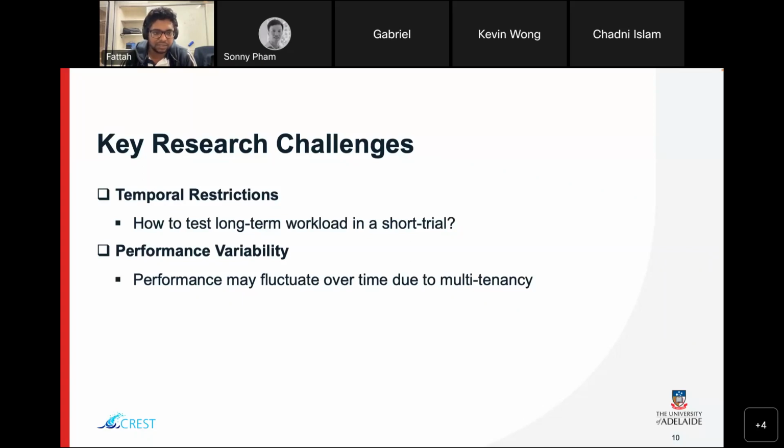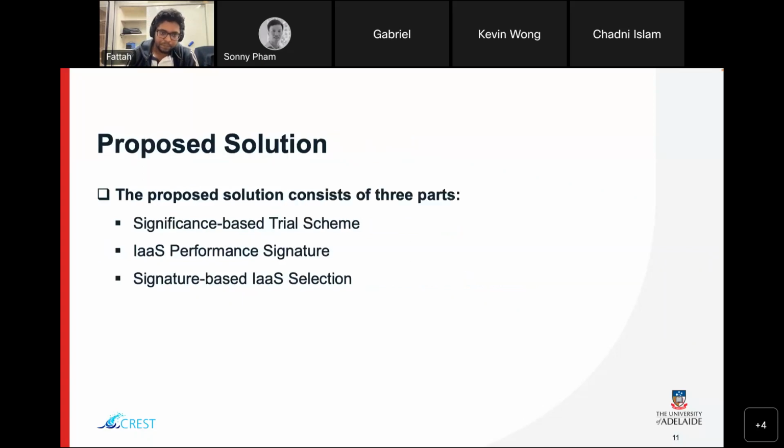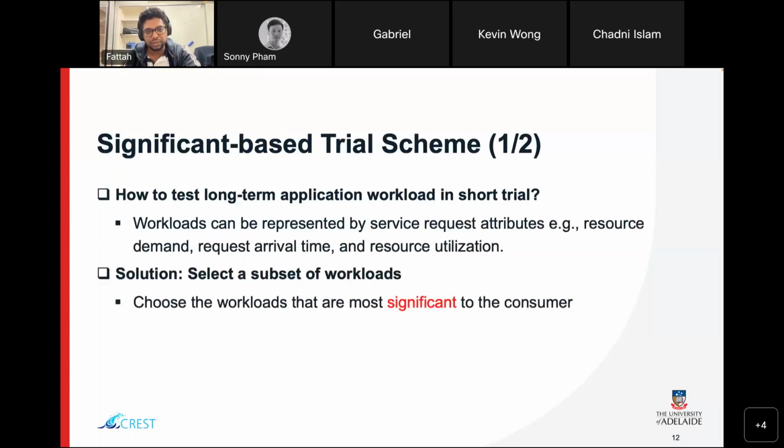In order to address these challenges, we came up with a set of solutions, or a set of tools, to help a consumer make a long-term decision. Our proposed solution consists of 3 parts. The first one is a significance-based trial scheme, the next one is the IaaS performance signature, and the third one is finally the signature-based IaaS selection. I'm going to walk you through all these 3 sets of solutions.